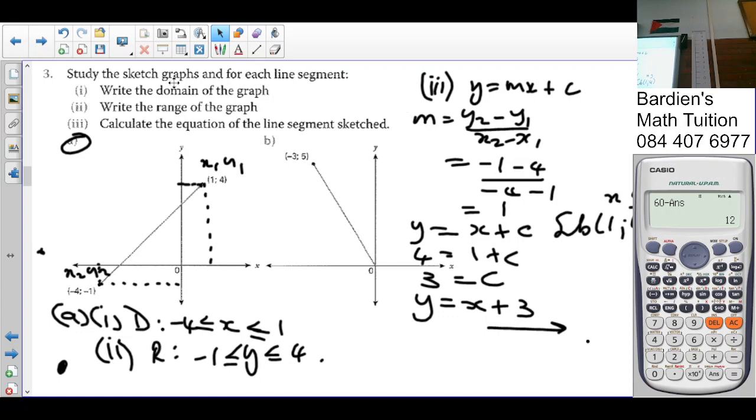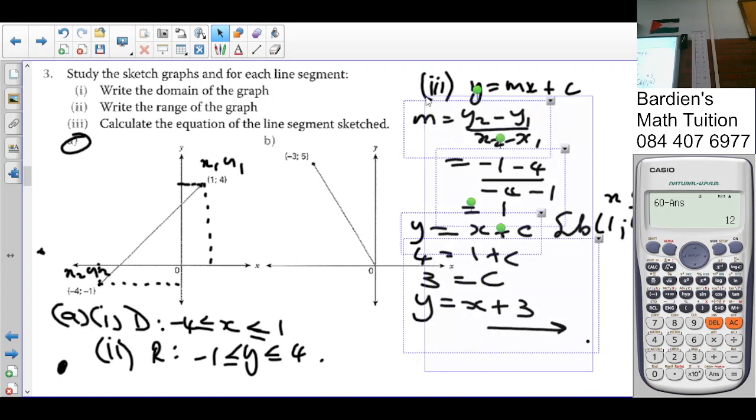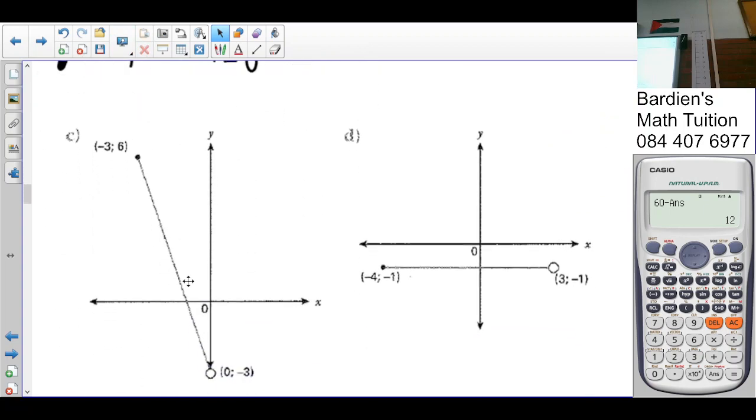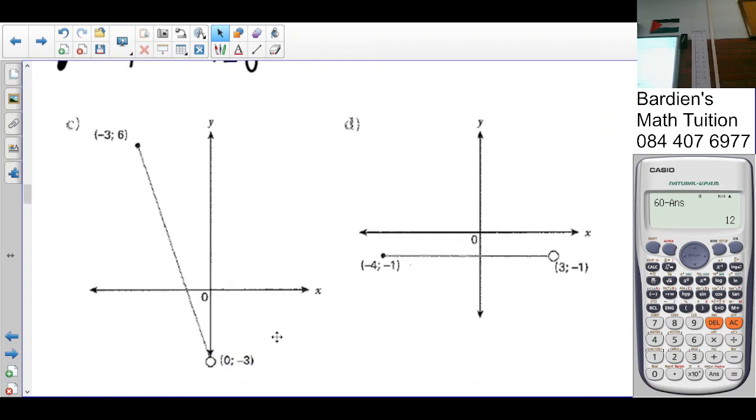Any problems with B? B is the same now as this one, eh? It's just going the other way around. So you guys okay with that? Let's look at C. Same story. But here's an open circle here.